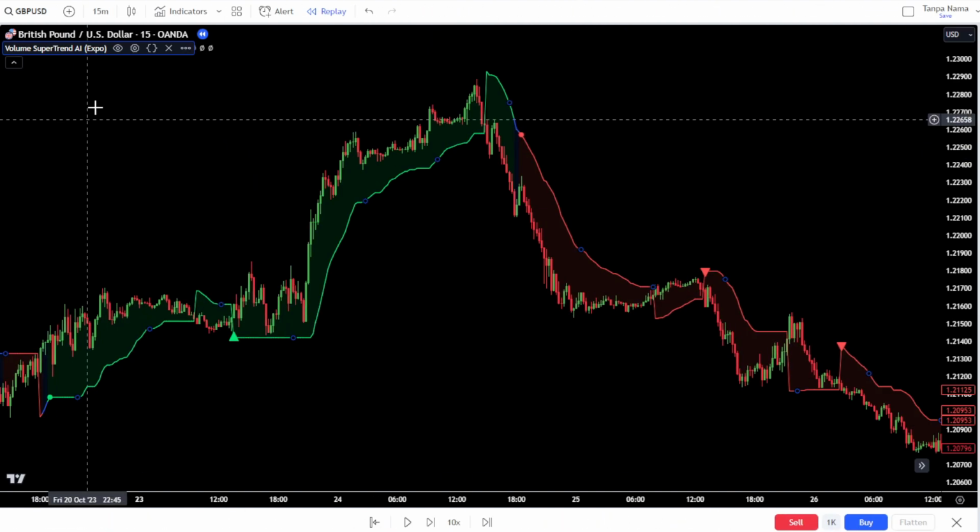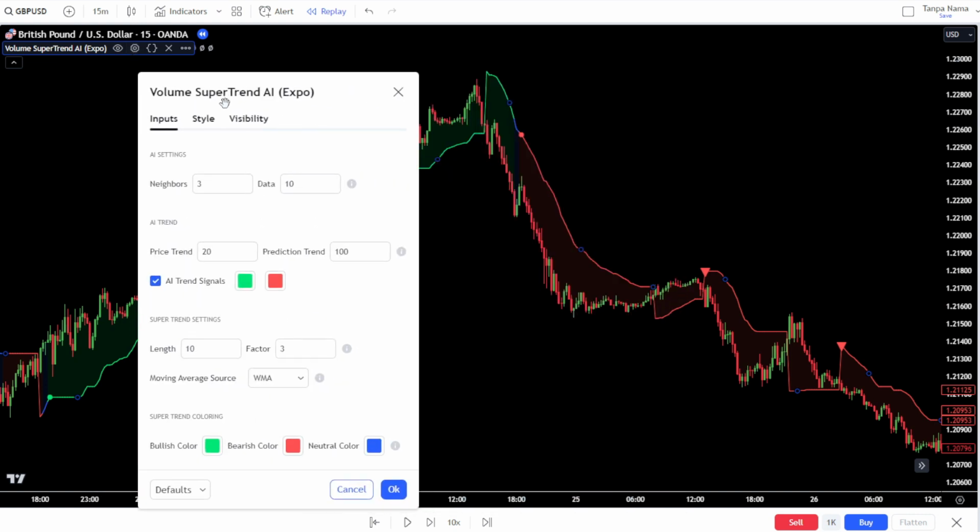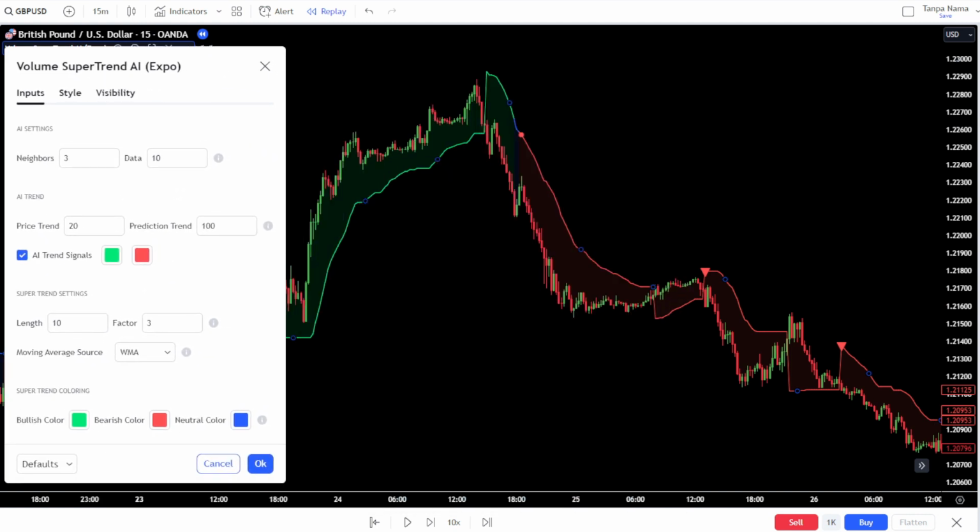Now, let's move on to the settings of this Volume Supertrend AI indicator to see what can be adjusted. AI setting. In the AI setting, you can change the settings by adjusting the numbers. Changing the neighbor's numbers will also alter the trend lines accordingly. AI trend. Similar to the previous setting, you can change the numbers for AI trend. For instance, modifying the price trend or prediction trend numbers will change the color of the trend lines.